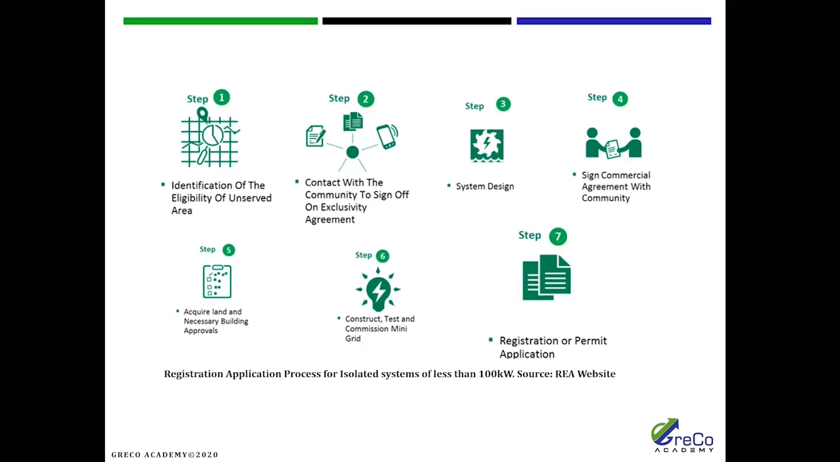Next slide. We have here a figure showing the registration application process for an interconnected mini-grid of above, the initial one was supposed to be of above or below 1 megawatt, which was actually sourced from the REA website. The developer is initially expected to identify an eligible underserved area.